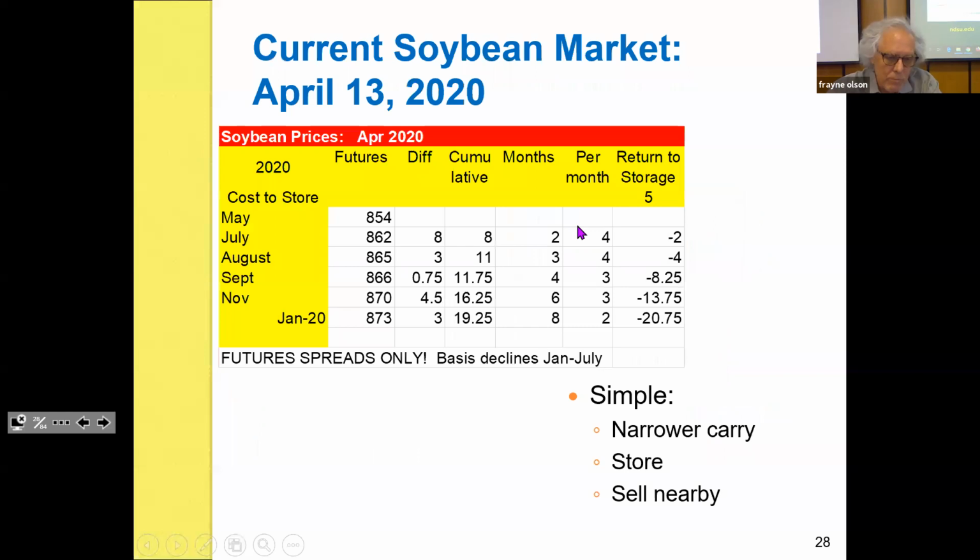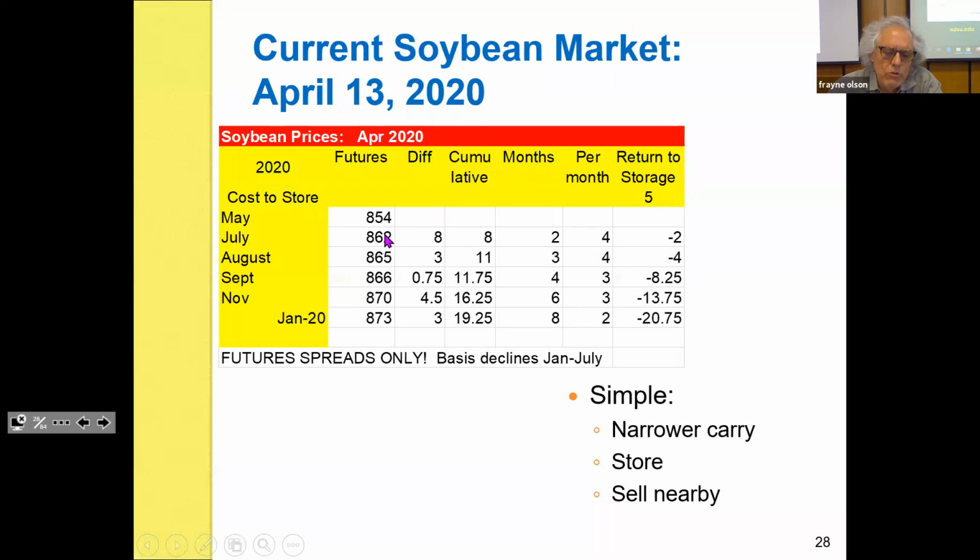So today, or Monday, this is the marketplace you look at. These are the futures price levels. You can see this is a normal market, and those price differences are shown here, and cumulatively in this third column. And I'm using 5 cents per bushel per month for storage. Frayne can speak to that differently tomorrow.